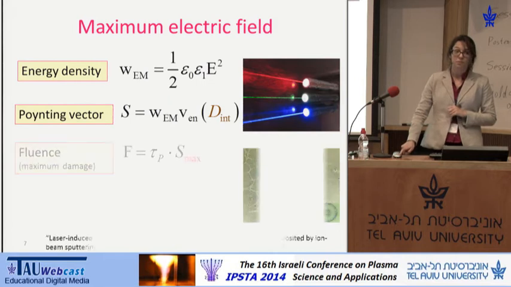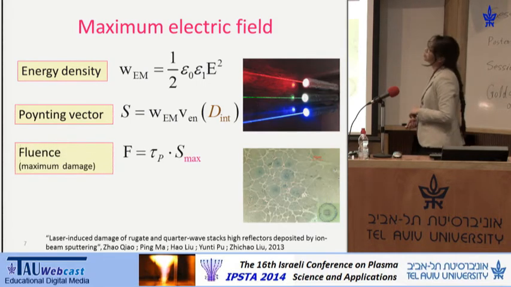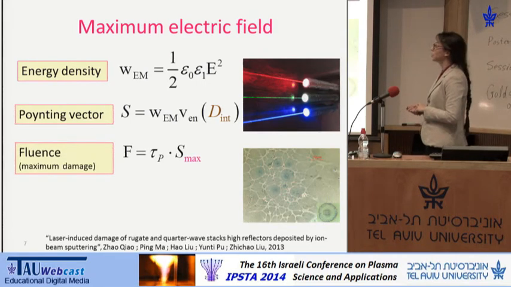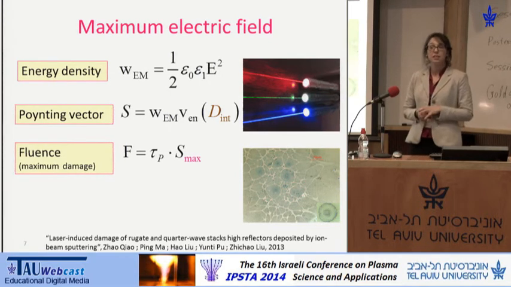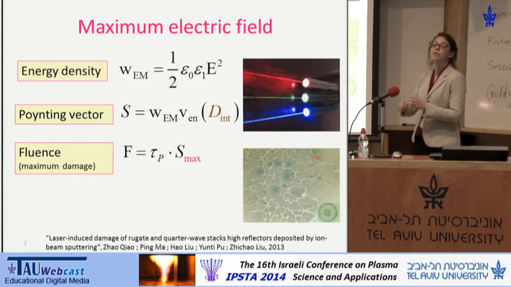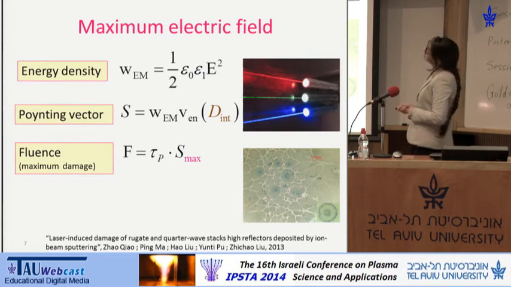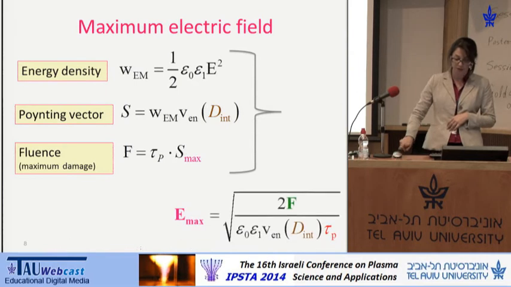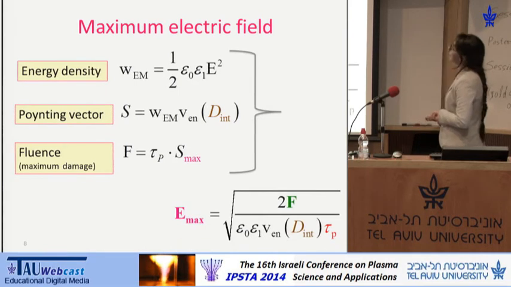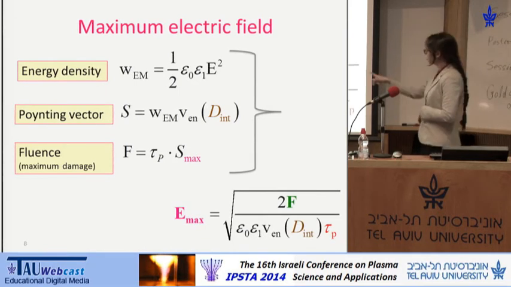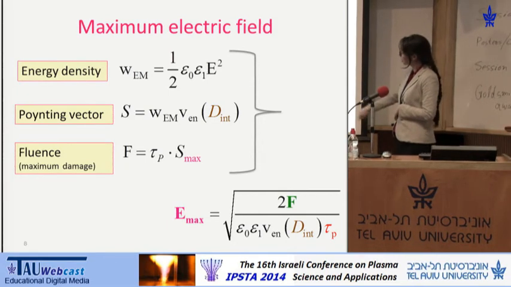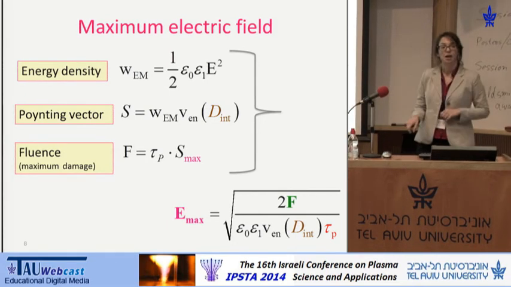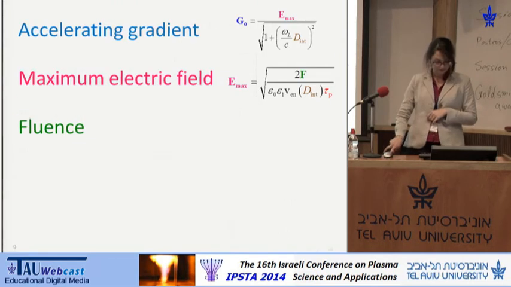Now, the maximum electric field sustained by the structure is limited by the fluence, which is the material characteristic, and it indicates the maximum field the structure may sustain before damage occurs. It equals the pulse duration multiplied by the energy flux. Combining these 3 equations together, we extract the maximum electric field, which is proportional to the fluence and to the pulse duration, and of course to the vacuum clearance via the energy velocity.